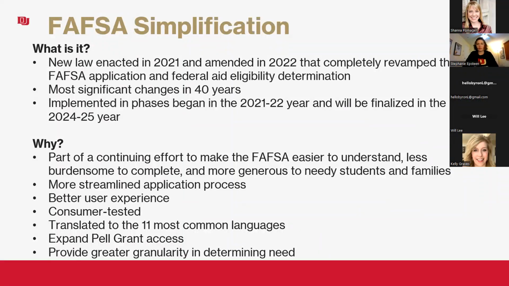So why the change? This is all part of a continuing effort to make the FAFSA easier to understand, less burdensome, and more generous with aid. It's going to be a streamlined process with a better user experience, and it's been tested. One nice thing, it's translated into the 11 most common languages, and it really expands Pell Grant access. And it gives more information to students and families in determining the sources and the need eligibility as well.